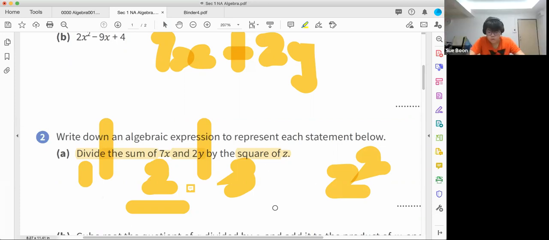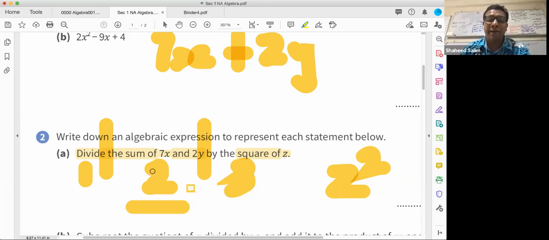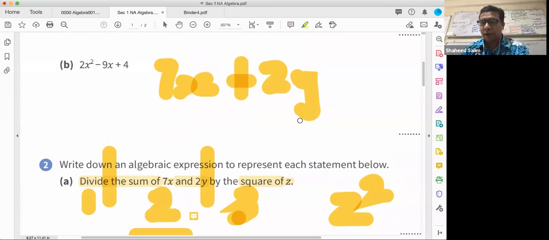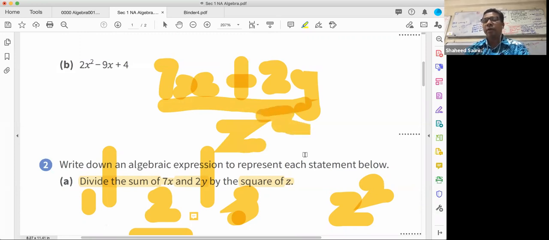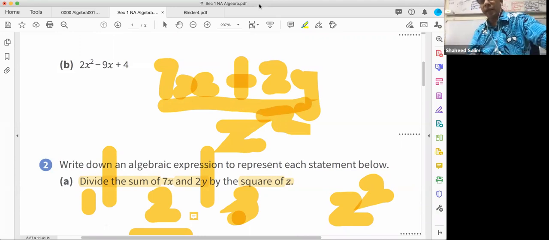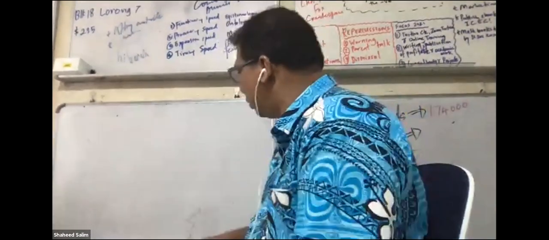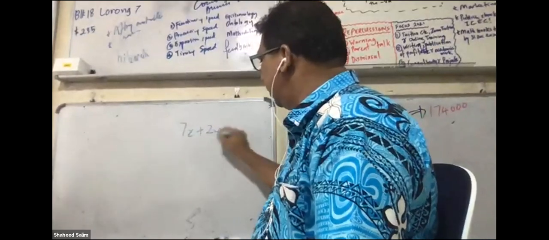Yeah. Okay. Now they say you are supposed to divide the sum by this. See, look, the first one said divide the sum of this by this. So just divide it. Now 7x plus 2y, you have z square. You just put a line down here, and then you put the z square down here. You get it? So the answer is like this, 7x plus 2y over z square.